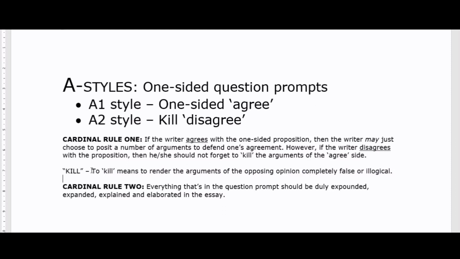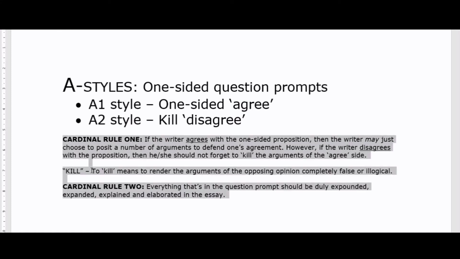Cardinal rule number 2 explains that the reason why we need to kill the arguments of the agree side is because the agree arguments are stated in the question prompt, and everything that's in the question prompt should be duly expounded, expanded, explained, and elaborated in the essay itself. So these are the cardinal rules. Please do not forget that since they are cardinal rules, if you violate these rules, then that is no longer a band 7.